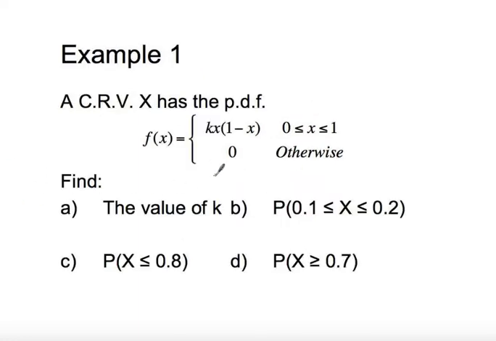Let's look at an example. So here's example 1. A continuous random variable has a probability density function f of x defined as kx times 1 minus x for x lying between 0 and 1 and 0 otherwise. So I want to find the value of k and then find these probabilities.